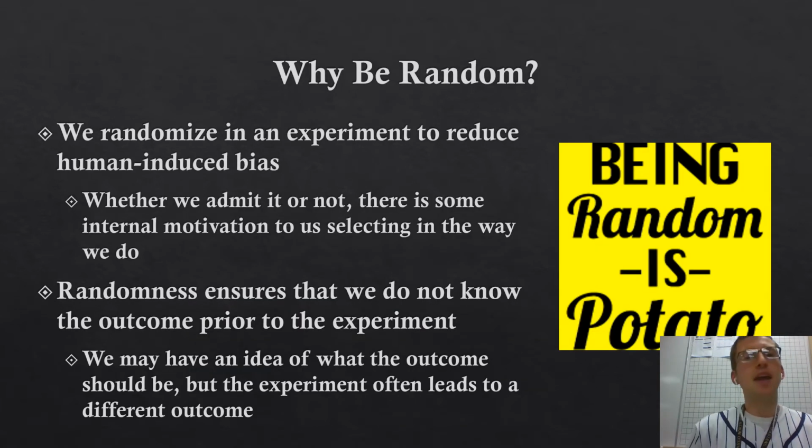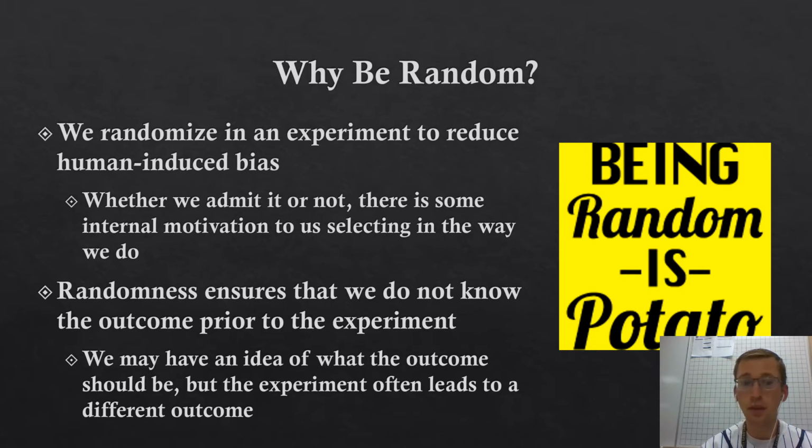So first we might ask ourselves, why would we ever need randomness or want randomness within an experiment? If you think about it, if you ask somebody to randomly select a number, there is always going to be some reason that leads that person to pick that certain number. There's something inside of them that says, I'm going to pick the number 5 or whatever it is. So as humans, we are incapable of being truly random. So we randomize in an experiment to reduce any human-induced bias.